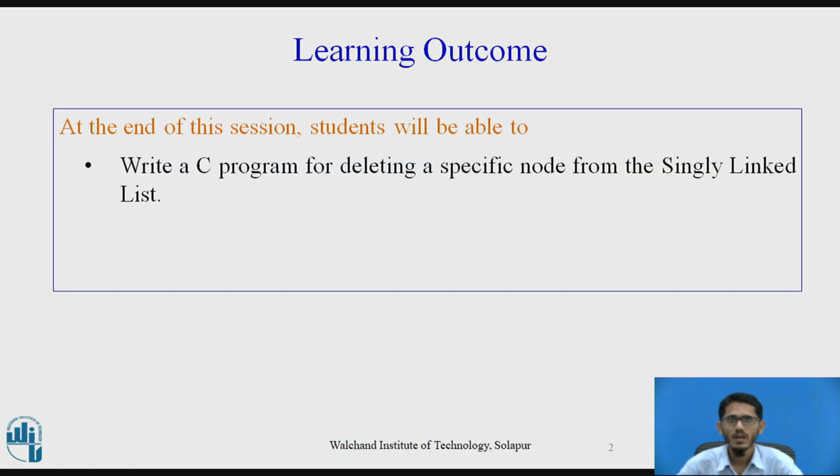The learning outcome: at the end of the session, the students will be able to write a C program for deleting a specific node from the singly linked list. Now in this program, we are going to first of all check whether the element specified by the user is actually present in the linked list or not. If it is present, in that case we are going to delete that node. If it is not present, then a message will be given that the element is not present in the singly linked list.